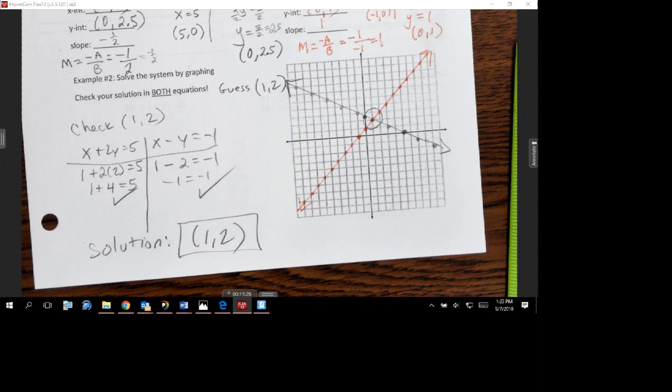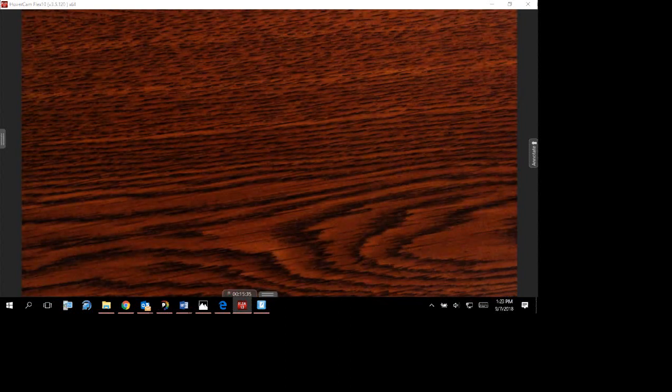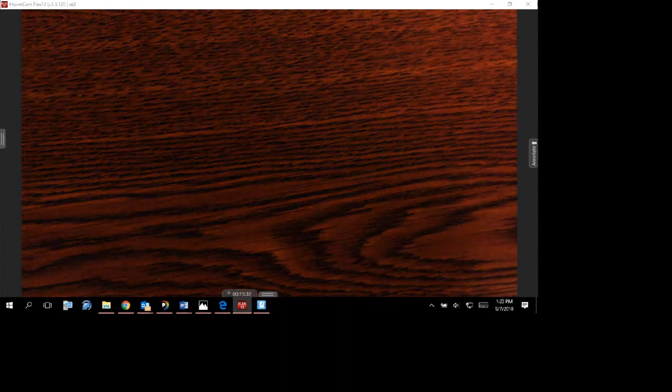If you're falling asleep, feel free to stand up at one of those desks back there. This is Algebra 1 content, and we're reviewing it. So none of this should be new.